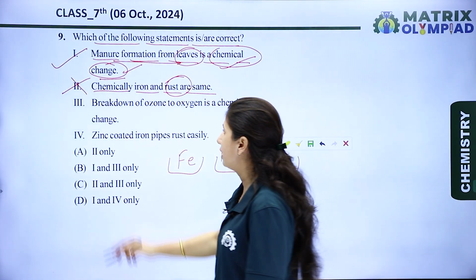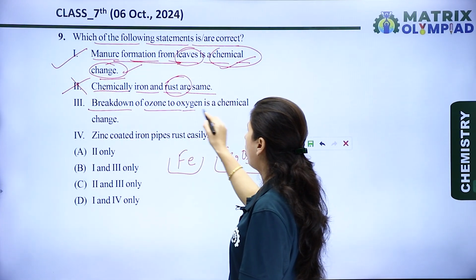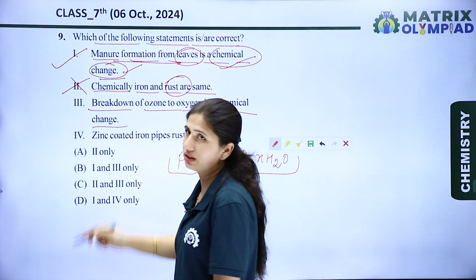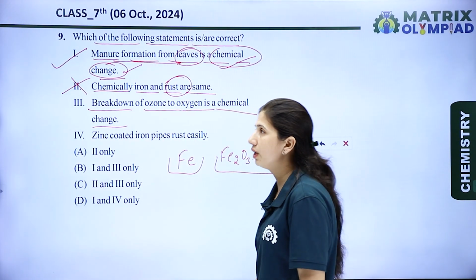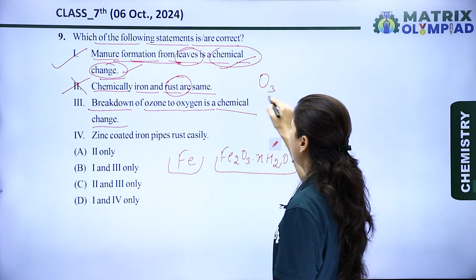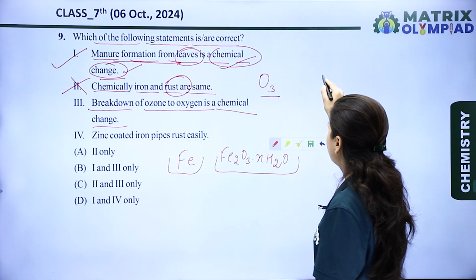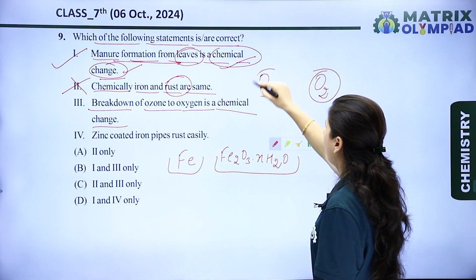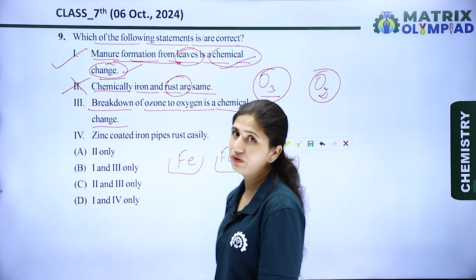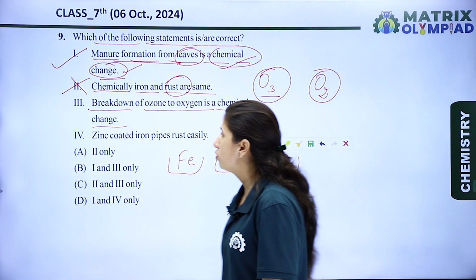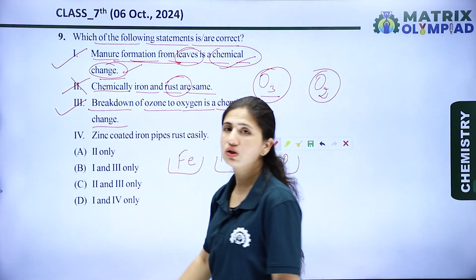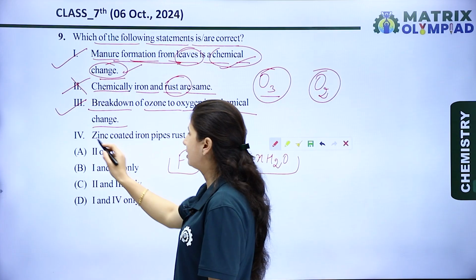Now the next is, breakdown of ozone to oxygen is a chemical change. Yes, it is a chemical change, because the formula of ozone is O3 and the formula of oxygen is O2, meaning both have different chemical formulas as well as different chemical properties. So the third statement is also a right statement.